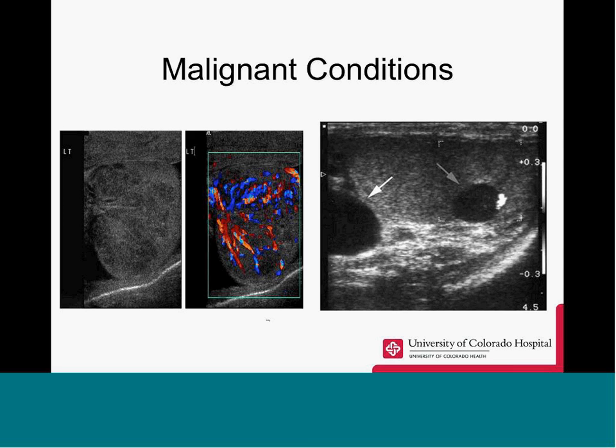Here we see some varying appearances of malignant testicular tumors. On the left, we have a melanoma with color Doppler flow. Here on the right, this gray arrow is pointing to this mass here, which was a prostate metastasis.